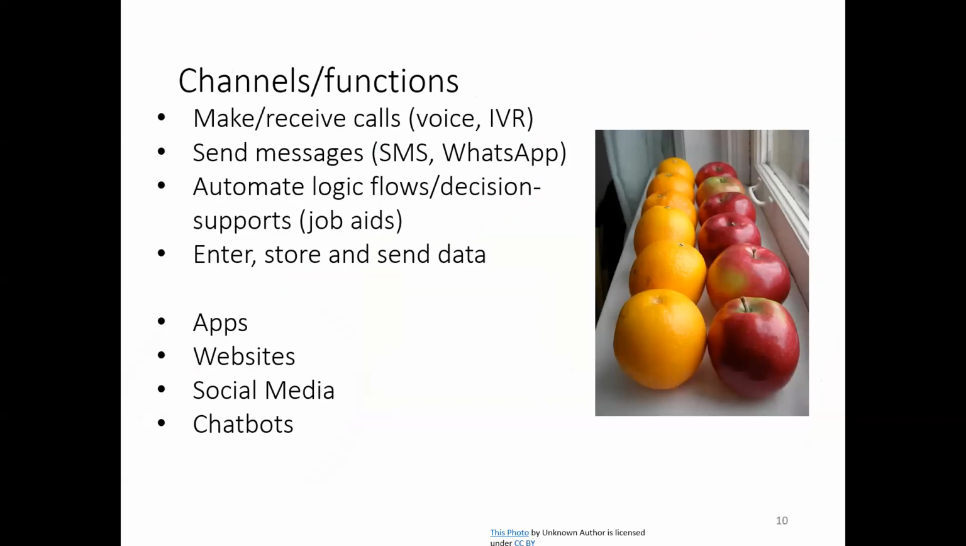Talking through some of the purposes or uses or functions of digital health can be helpful, as well as the channels. And again, you are quite familiar with many of these, I am sure. And so it's just a quick little overview of how we can think about the use of these for our family planning programs. It's a little bit apples and oranges as we think about functions versus channels, but for the sake of just reminding ourselves, of course, you can use these devices to make and receive calls, so voice calls or some of the automated menus that are called IVR. You can send messages, so those can be through SMS or WhatsApp. You can use these technologies to automate logic flows and decision support. So the best example there is really job aids for providers. And of course, you can use these devices to enter and store and send and share data.